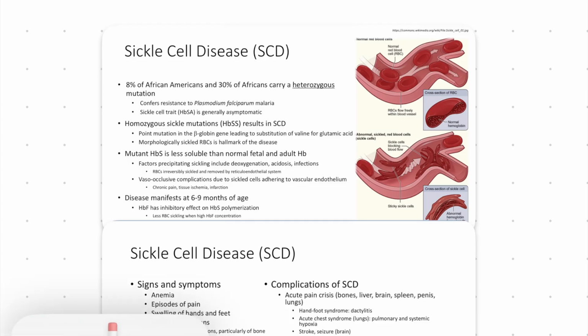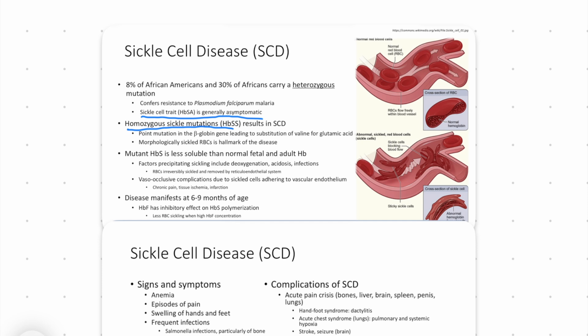Sickle cell disease is when you have a person that is homozygous for the sickle cell gene. If you have the sickle cell trait and you're heterozygous, you're generally asymptomatic. So sickle cell disease is homozygous for sickle cell.